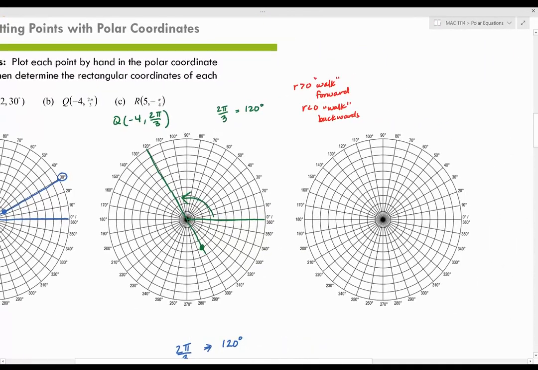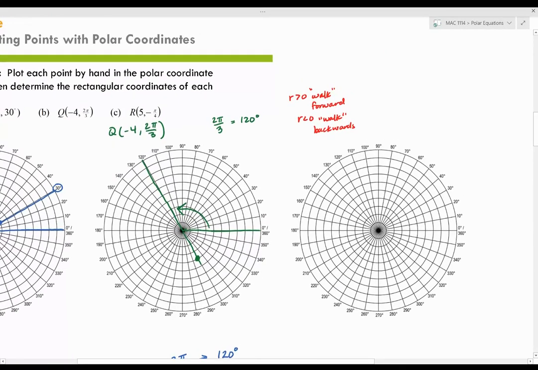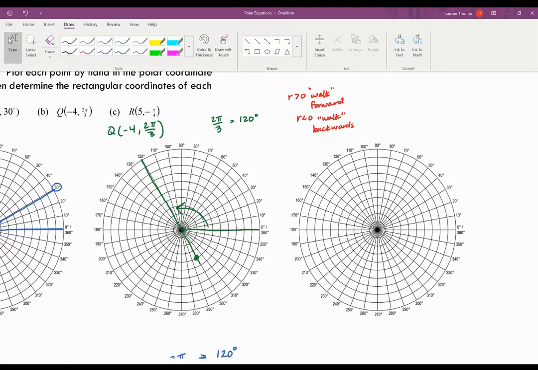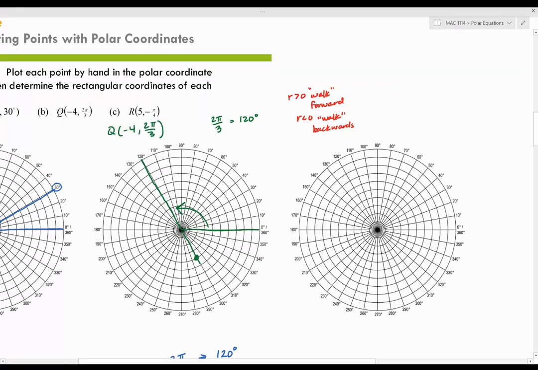All right, so for the third one, we are graphing 5, negative pi over 4. Let me choose a different color. So we have 5, negative pi over 4. Remember, we are assuming that we always start on the positive x-axis. And this time my theta is negative. So instead of moving counterclockwise, I'm going to move clockwise. And since my polar paper is in degrees, negative pi over 4 is equivalent to negative 45 degrees, which would be the same thing as 315. So that's about here on my polar paper.